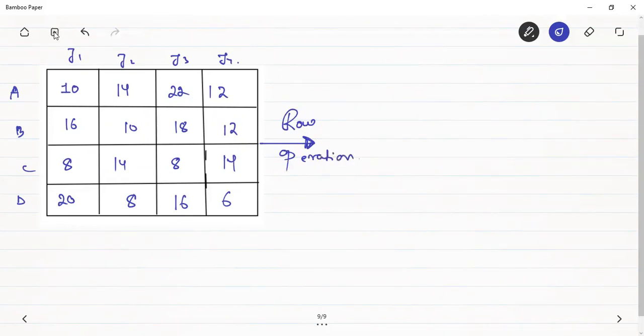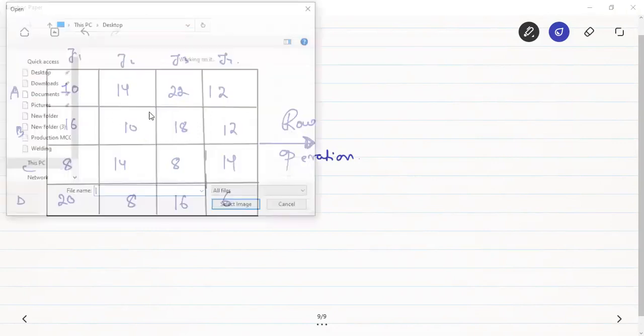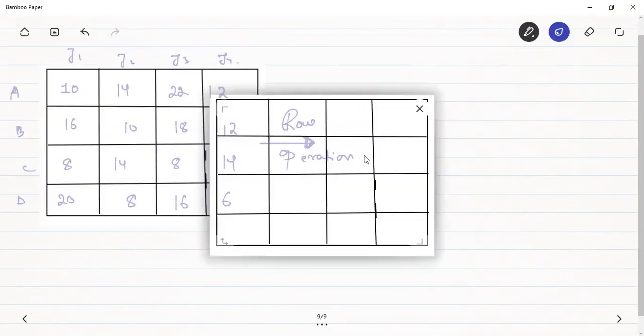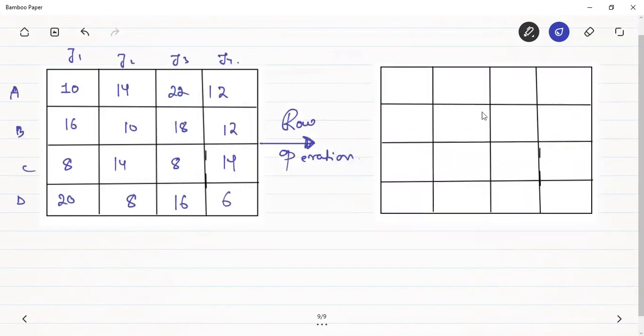In performing the row operation, we have to see what is the smallest element in each row. So if we go to row number 1, the smallest element is 10. Therefore, this number will be subtracted from each element. 10 minus 10 will be equal to 0. 14 minus 10 will be equal to 4. This will be equal to 12. And this will be equal to 2. So we have made a 0 in the first row.